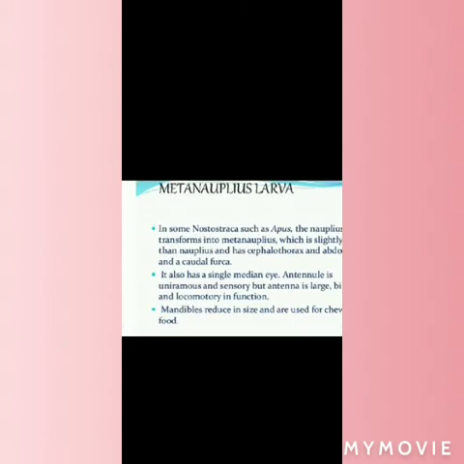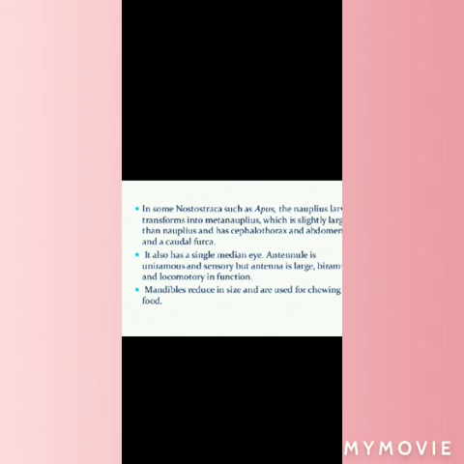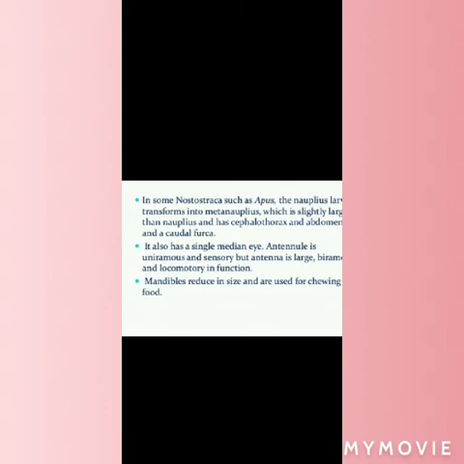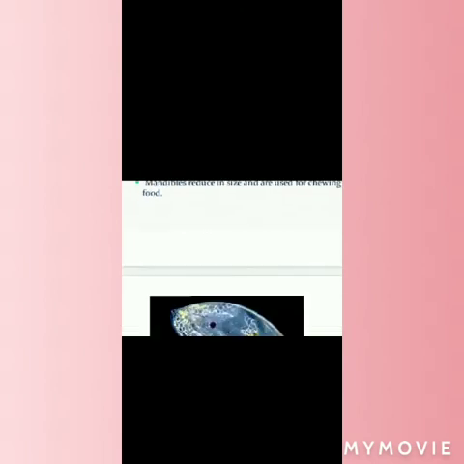So the characteristics of the metanauplius larva: in some Notostraca such as Apus, the nauplius larva transforms into a metanauplius, which is slightly larger than the nauplius and has a cephalothorax, an abdomen and a caudal furca. It also has a single median eye. The antennules are uniramous and sensory, but the antenna is large, biramous and locomotory in function. Mandibles reduce in size and are used for chewing food, right?